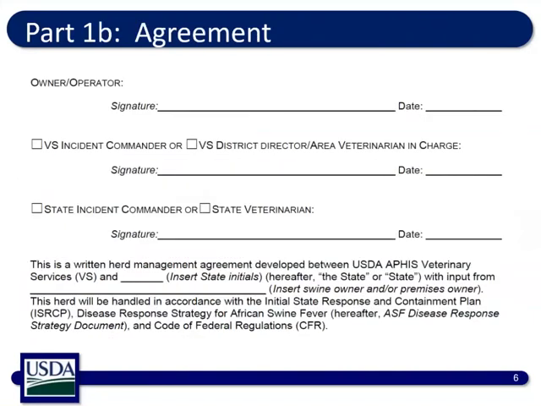The second part of the plan is the agreement section, and it's basically just saying that the owner of the PREM, the ABIC or incident commander, and the state animal health official have all reviewed this plan and are in concurrence that this is the best way for this farm to progress through the steps necessary to take care of this infected PREM.